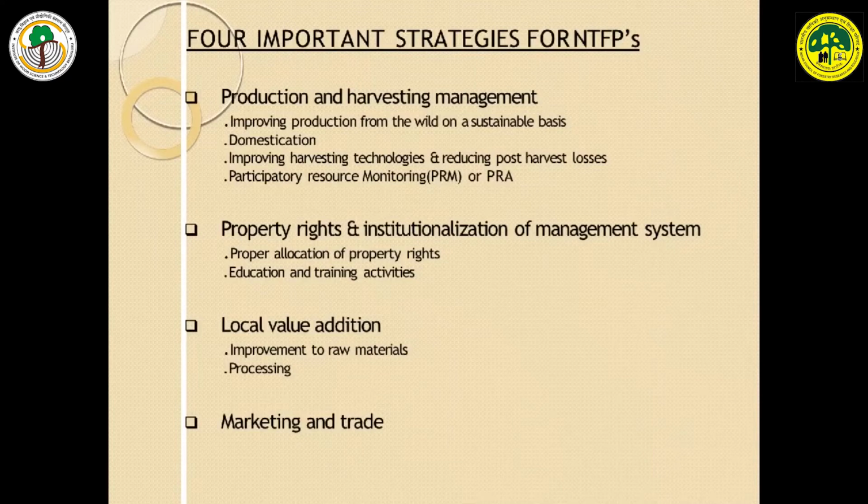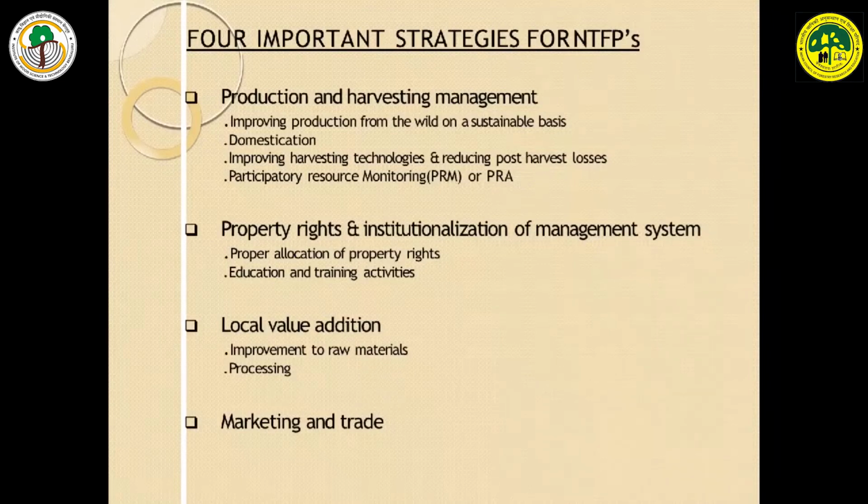Property rights and institutionalization of management systems. For some NTFPs there are societies, like Tendupatta, and for honey there are societies. But some NTFPs, though they are collected in huge amounts, their management is not in an organized manner. So again there is a lot of waste of the material, and also the documentation is not up to the mark.